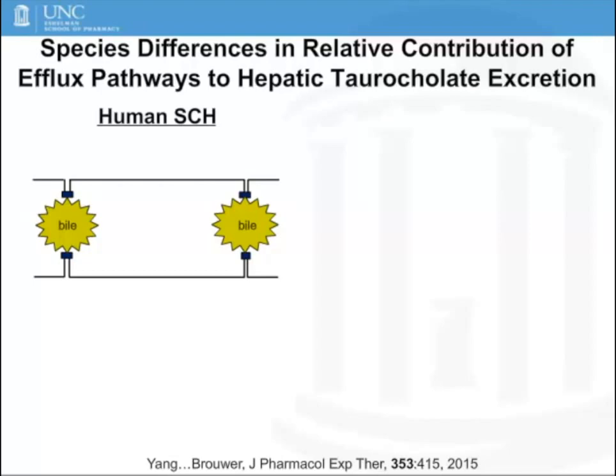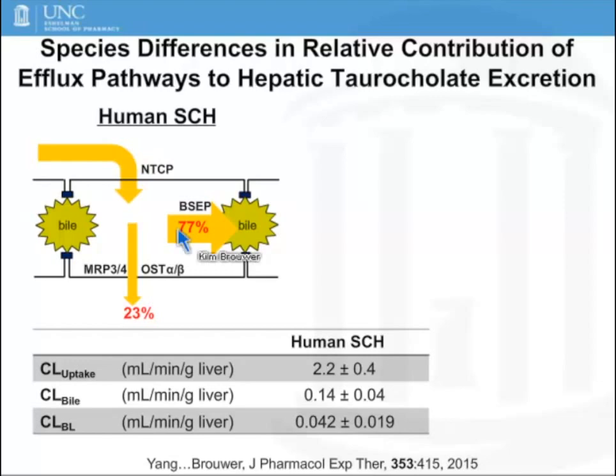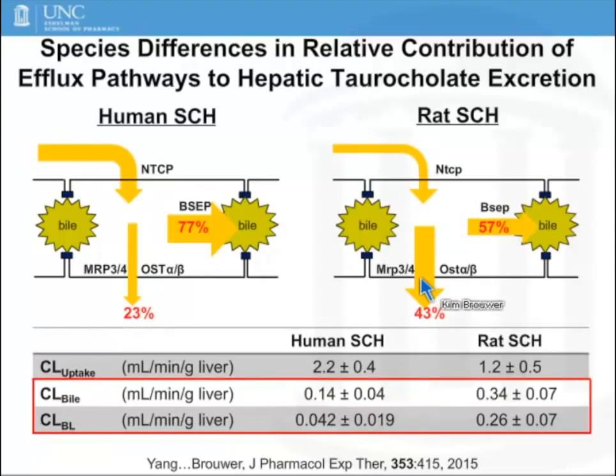Using a similar study design as described with rosuvastatin, we looked at the effect of basolateral efflux and biliary excretion on the contribution to hepatic taurocholate accumulation, again in the sandwich cultured human hepatocytes first. The data, as shown here, reveals much what we would expect, that the majority of the taurocholate is excreted into bile via BSEP, about 80% approximately undergoing biliary excretion, and some modest basolateral efflux. In contrast, with rat sandwich cultured hepatocytes, we see a greater contribution of the basolateral efflux pathway to overall taurocholate disposition.